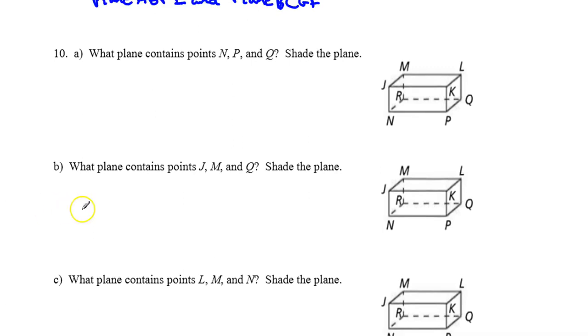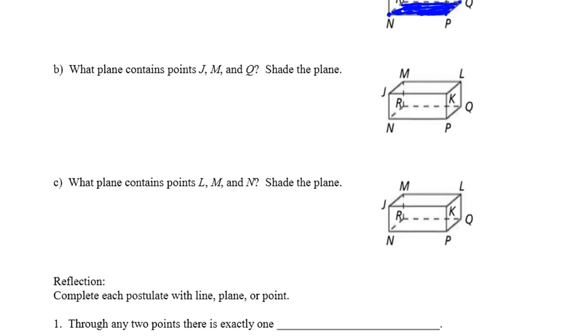All right, what plane contains the points N, P, and Q? Well, let's go over here. Okay, N, P, Q. That's kind of the bottom of the box here. So, yep, okay, let's shade that in there. There we go. And we would name that plane. There's a whole host of ways we could name it, but we're going to name it plane RQPN. And again, we could have named that with 3 points.